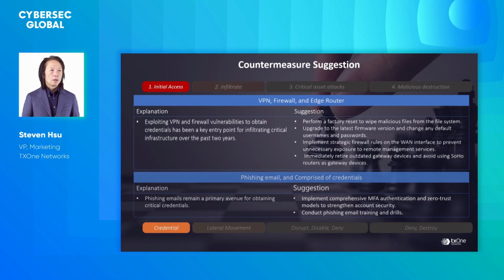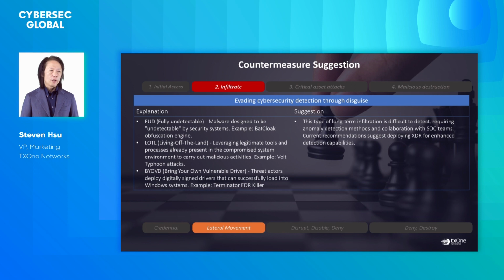The next phase, infiltrate. Attackers at this stage already have the legit username and password, so they will try to disguise themselves from cybersecurity detection. There are several techniques they can use. The most popular one is living off the land. They will leverage the legit tools and processes that already exist in the compromised system, then carry out the malicious activity. Last year, Volt Typhoon is one example for your reference.